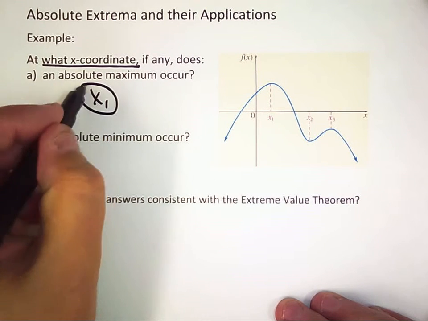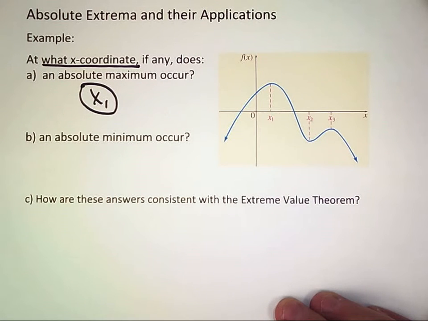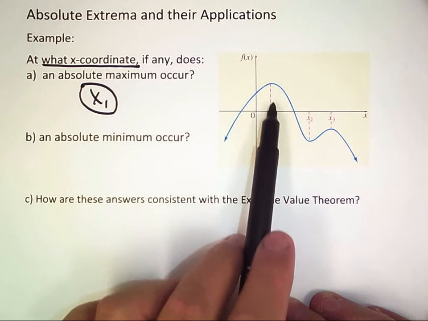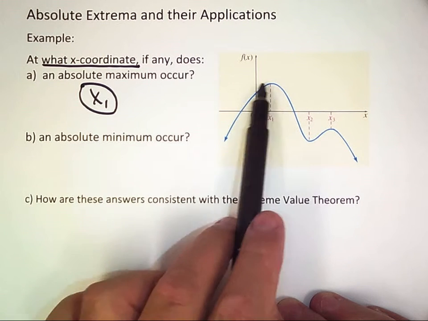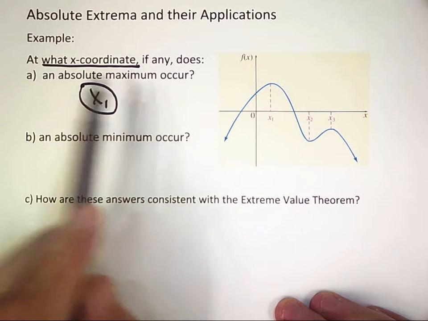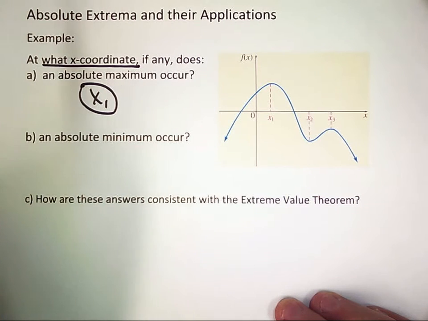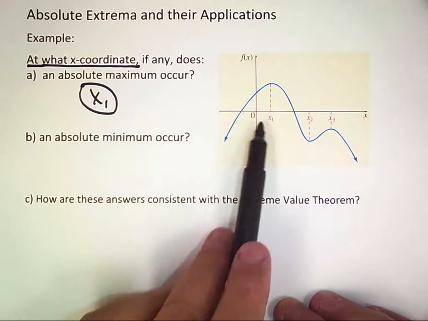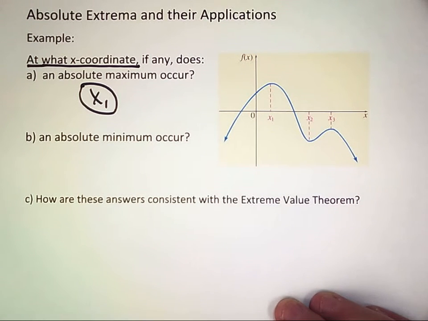Now, be careful because they never asked for the absolute maximum. The absolute maximum is f of x plus 1. It's the y value. But they didn't say what is the absolute maximum. It says at what x-coordinate does the absolute maximum occur. So it occurs at x of 1. They never asked what it was.